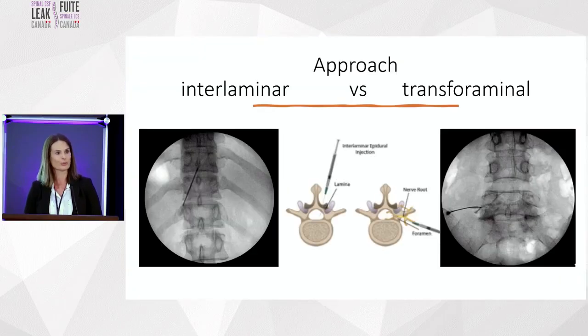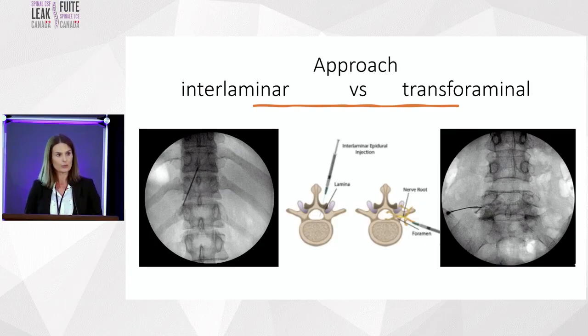In terms of approach, it's very important to understand this concept as well. When we do a non-targeted blood patch or non-image guidance, we usually go for the interlaminar approach. That means that we insert our needle at the back of the spine in the dorsal epidural space, and we inject the blood in that direction. So most of the blood will spread posteriorly in the epidural space, will also go lateral, and sometimes even anterior.